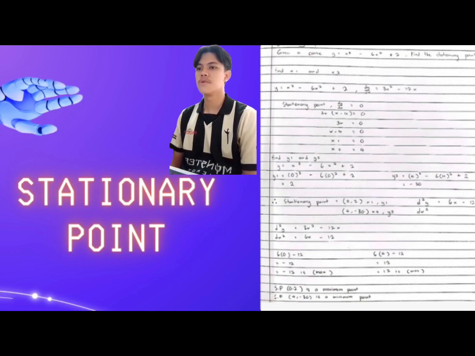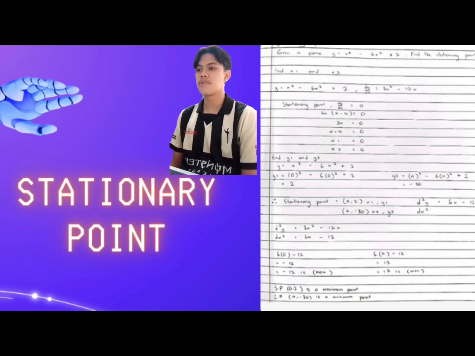After that, we need to make the second differentiation for 3x squared minus 12x. The answer is 6x minus 12. For that, we just repeat the action that was made earlier, where we find x. So 6 in bracket 0 minus 12, the answer is negative 12, and 6 in bracket 4 minus 12, the answer is positive 12.